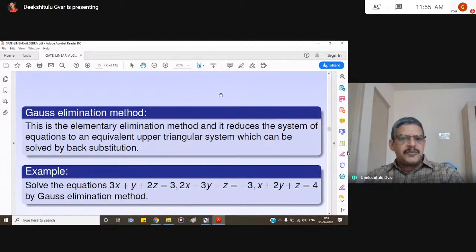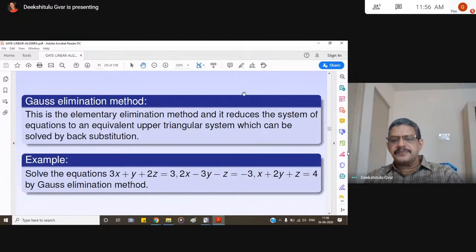Now gradually we will be going towards the numerical approaches. Under numerical approaches, Gauss elimination method and Gauss-Jordan method are comfortable for us to go for programming. So the first method is Gauss elimination method. This is the elementary elimination method and reduces the system of equations to an equivalent upper triangular system which can be solved by back substitution.